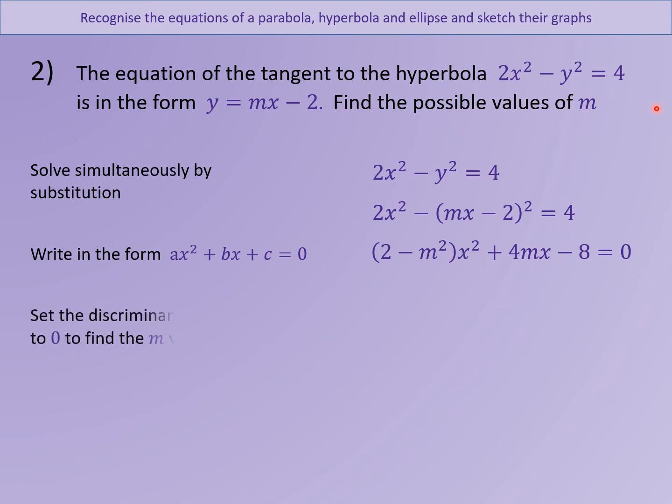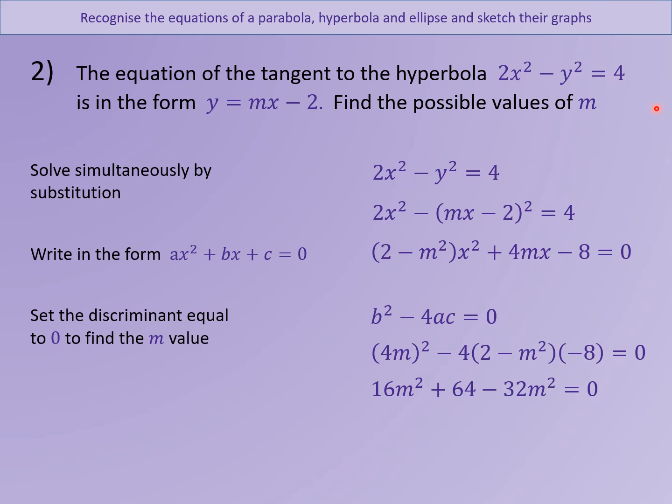We're then going to use the fact that a tangent only intersects once, so therefore there will only be one solution to this equation, therefore the discriminant will equal 0. If this is an exam question, you'd write a statement explaining this. So if b squared minus 4ac equals 0, we know that a is 2 minus m squared, b is 4m, c is negative 8. So this leads us to this equation here. Solving this leads us to m squared equals 4. So m is either 2 or negative 2.